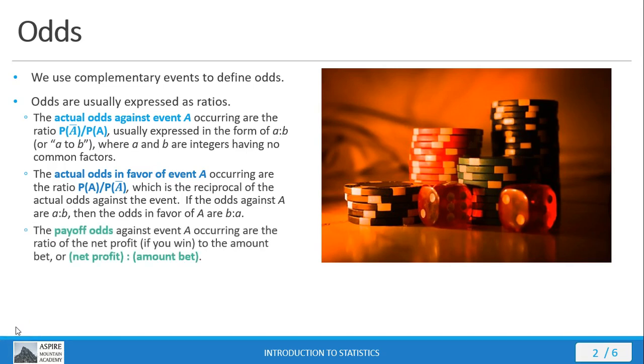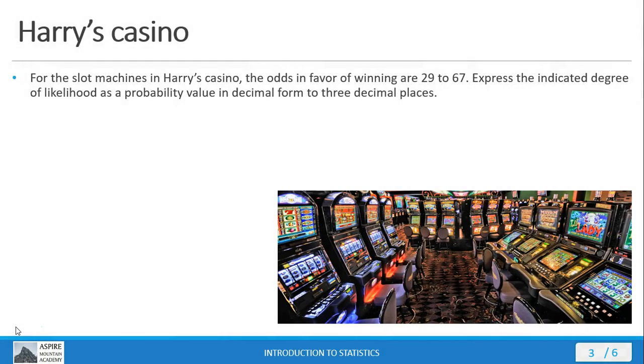Then you've got payoff odds, which are a little different. The payoff odds against event A occurring are the ratio of the net profit if you win to the amount bet. So the net profit to the amount bet, in a ratio like you see here. Let's look at some examples to illustrate how we actually use these in calculations.